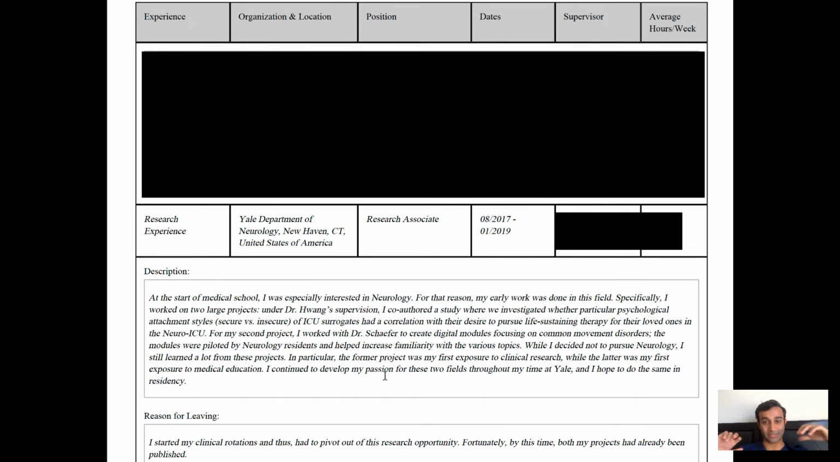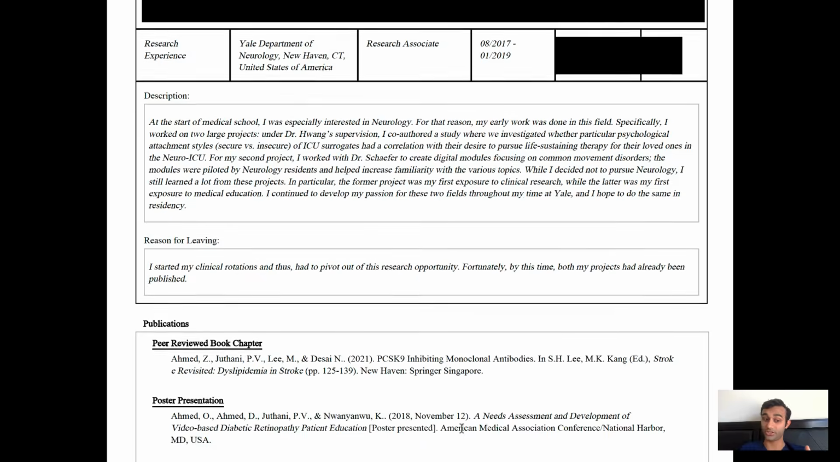But the way that I spun this is the fact that obviously it's always okay to change your mind, and so I said, hey, I was interested in neurology early on, and that's why I did these projects. But also some of these projects had to do with medical education. So I actually spun it in the form of saying, hey, these projects weren't directly related to neurology. They were more related to medical education, which as of right now is still a very big passion project of mine. And so you can see here I included the names of the mentors I worked with, as well as the types of projects we did. And then I ultimately mentioned why I ended up having to end those projects. One, because they were already published, but two, also because I was starting my clinical rotations year.